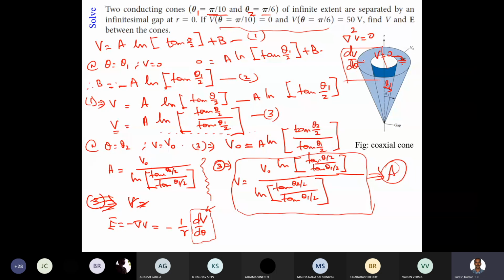You can use this term dV by d theta, because we started with the second order differential equation, then we integrated it the first time. After integrating the first time, you get the first order differential equation. So that equation you can reuse here. Now let us check in this page. It's not available in this page. I think I have deleted it. Can anyone tell what is the value of dV by d theta?